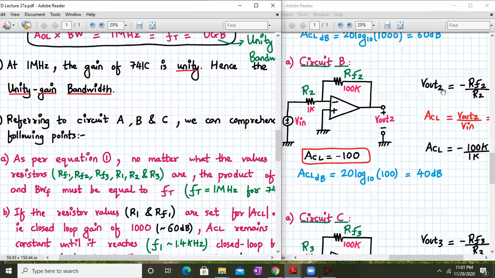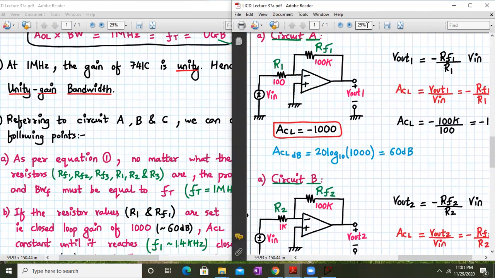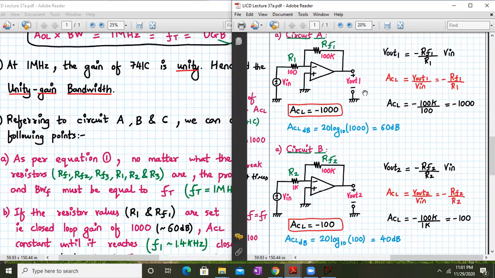Okay, let me adjust the font for this, and then we can continue.